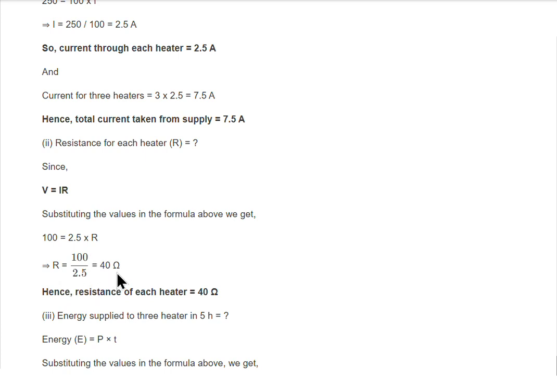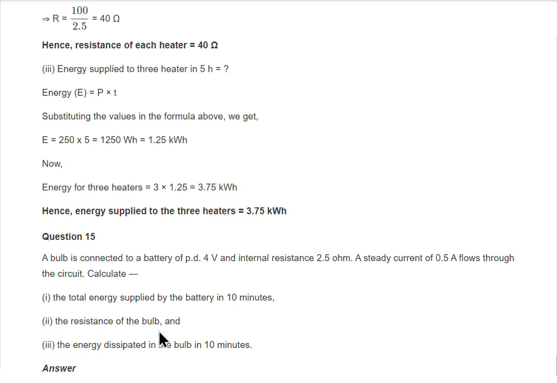Okay. Next, the last one: energy supplied to the 3 heaters in 5 hours. Energy is equal to power times time. So 5 hours means power is 250 times 5, so 1250 watt hour. That is 1.25 kilowatt hour. This is for 1 heater, so for 3 heaters we multiply by 3. So 3.75 kilowatt hour. Clear?